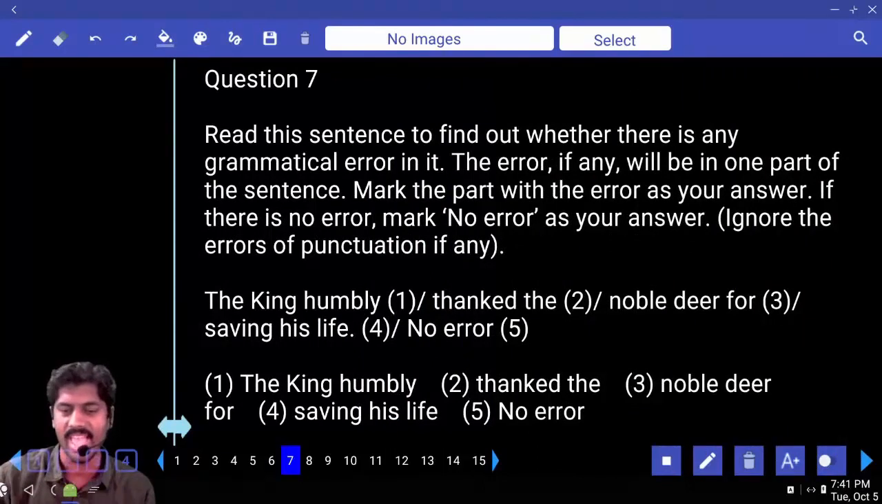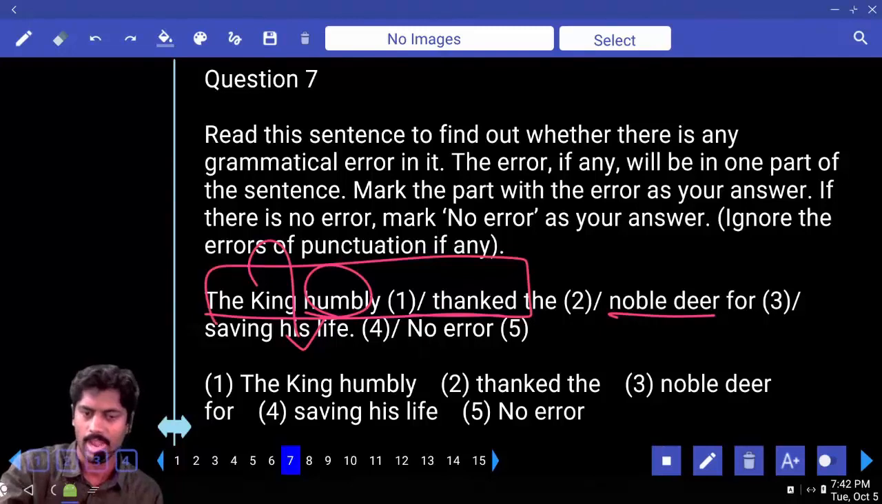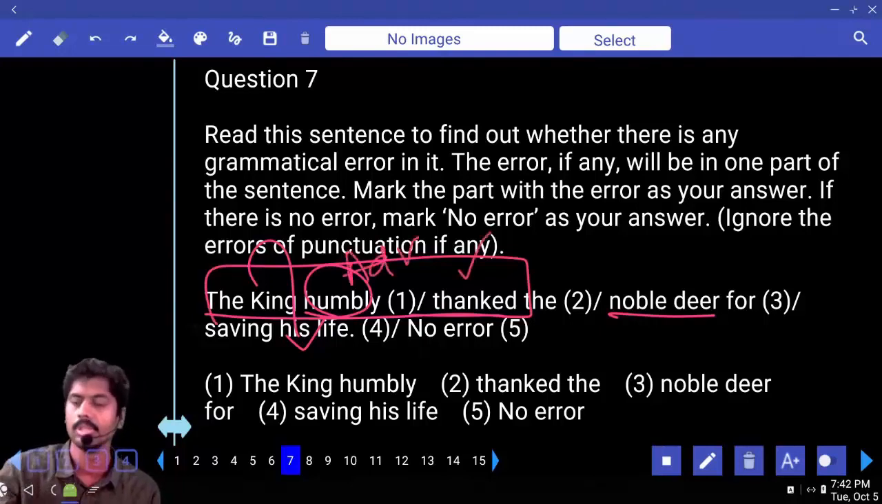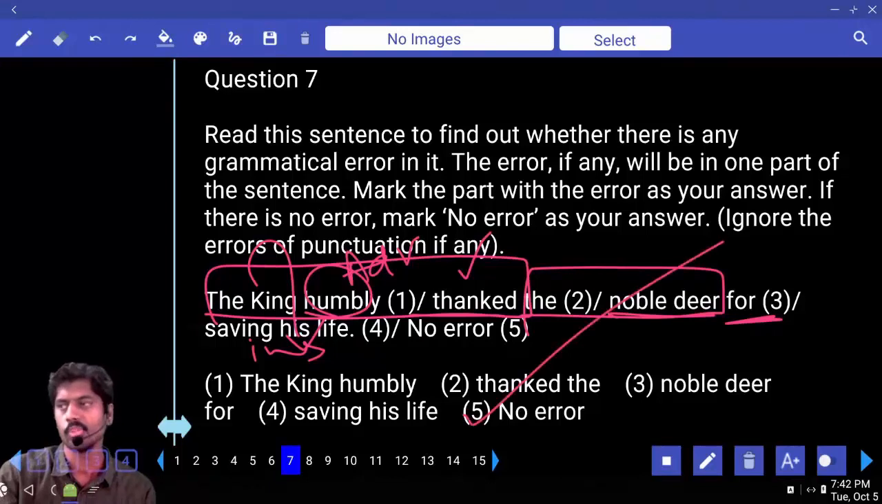King humbly thanked the noble deer for saving his life. His life means whose life? King's life. So king humbly thanked, this is correct. Adverb, verb, correct. Thanked whom? Thanked the deer, noble deer, correct. For, after for, ing, correct. Answer is no error. Fifth option.